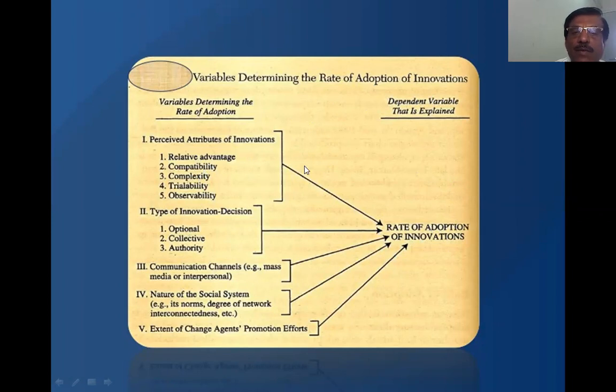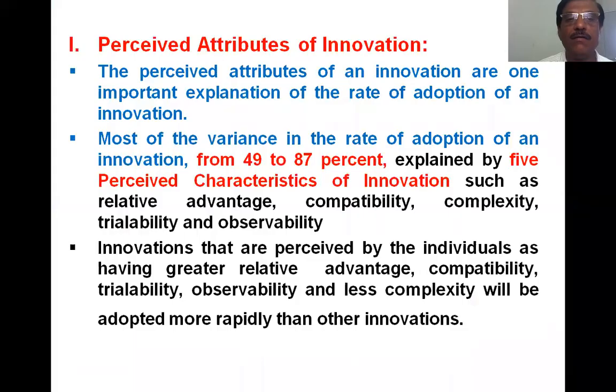The factors influencing rate of adoption can be broadly classified into five. First is perceived attributes of an innovation. Second is types of innovation decisions. Third is communication channels. Fourth is nature of social system. And fifth is extent of change agents' promotion efforts. So let us see one by one how these factors influence the rate of adoption.